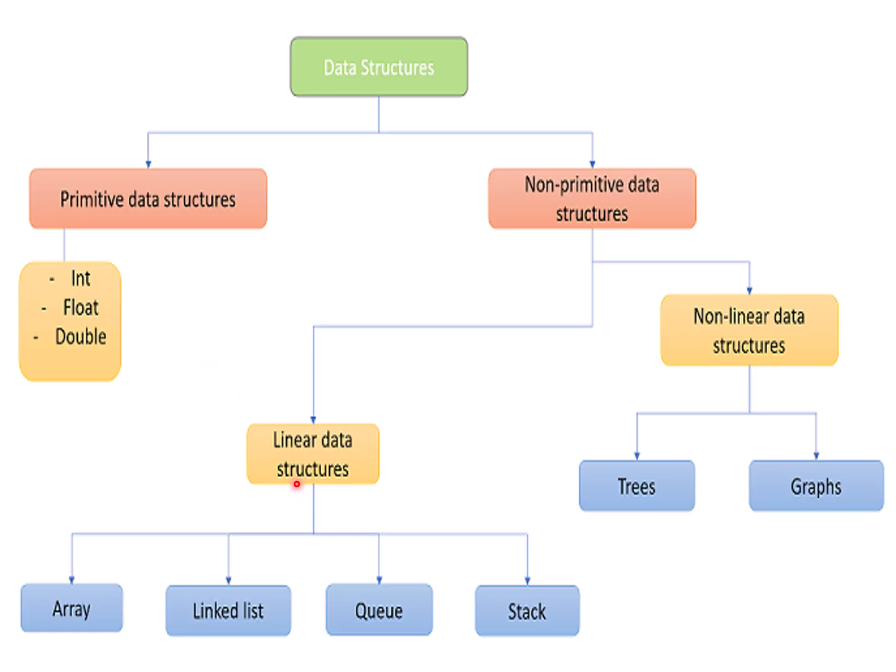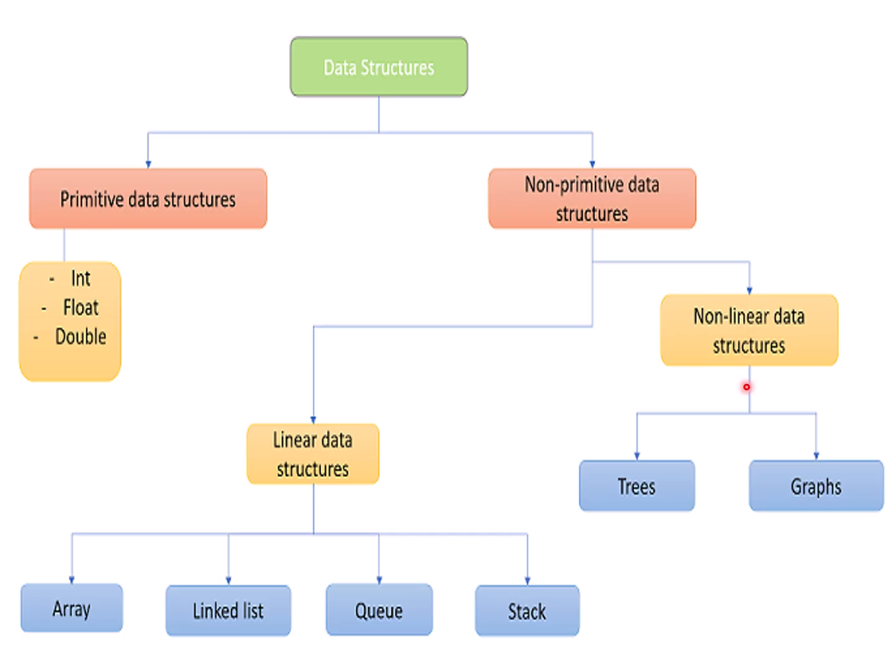Data structures are divided into two types: primitive data structures and non-primitive data structures. Primitive data structures are the basic data structures: int, float, double. The non-primitive data structures are linear data structures and non-linear data structures. In linear data structures, the data is stored continuously. The first one is the array, the second is the linked list, the third is the queue, and the fourth is the stack.